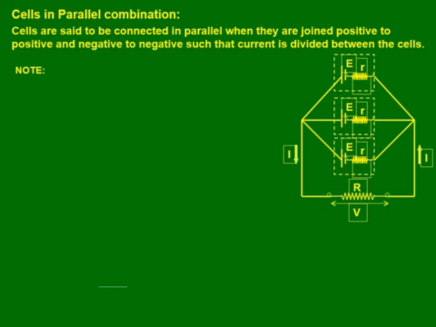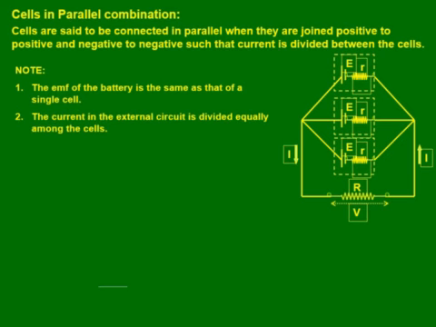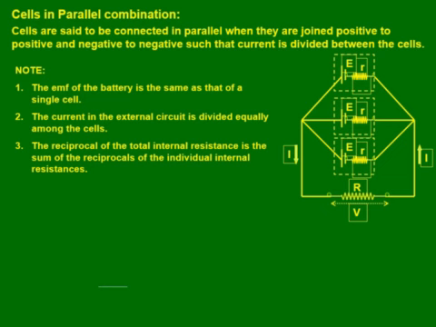Now let us see some notes on it. Number 1, the EMF of the battery is the same as that of a single cell. That is already told. The current in the external circuit is divided equally amongst the cells. So capital I is equally divided across each of the cells. The reciprocal of the total internal resistance is the sum of the reciprocals of the individual internal resistances, because they are connected in parallel. So you'll be using 1 by r is equal to 1 by r1 plus 1 by r2 like this. And total EMF of the battery is E, because they are all connected in parallel.